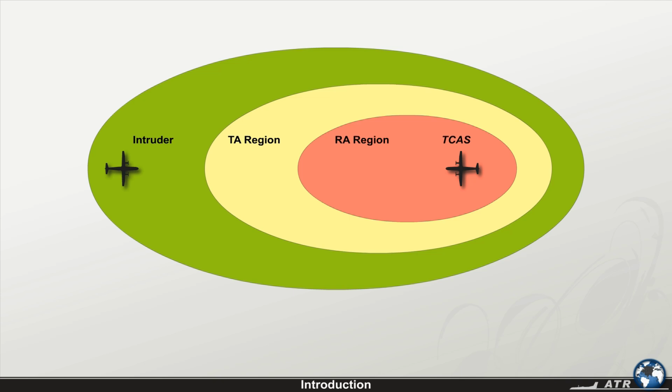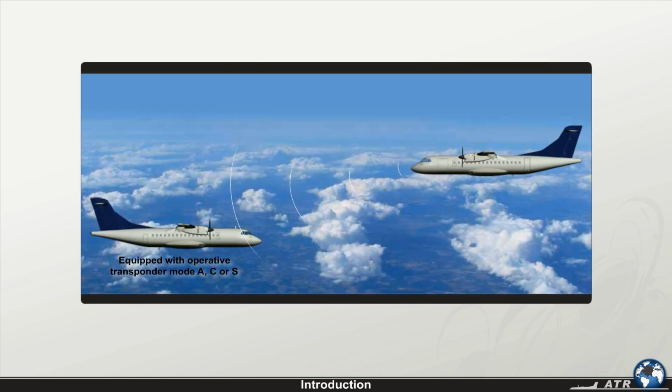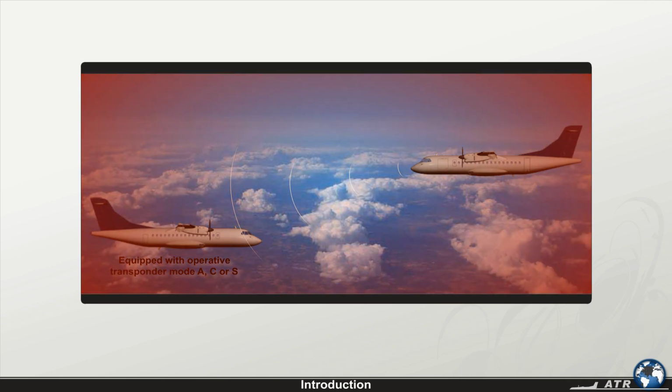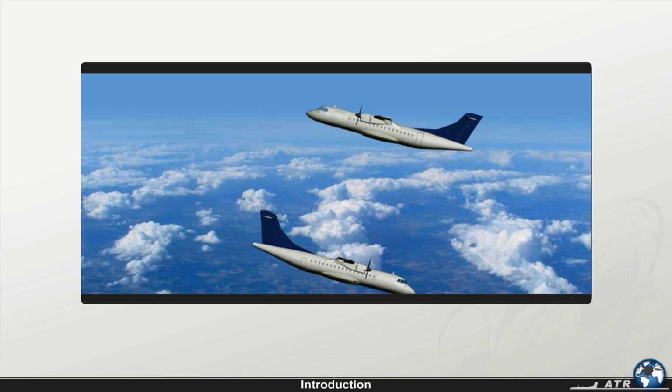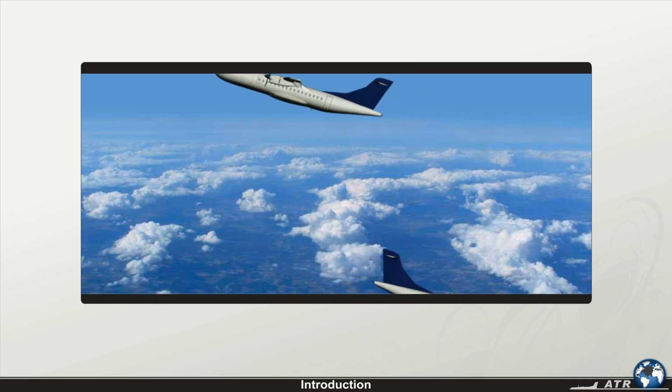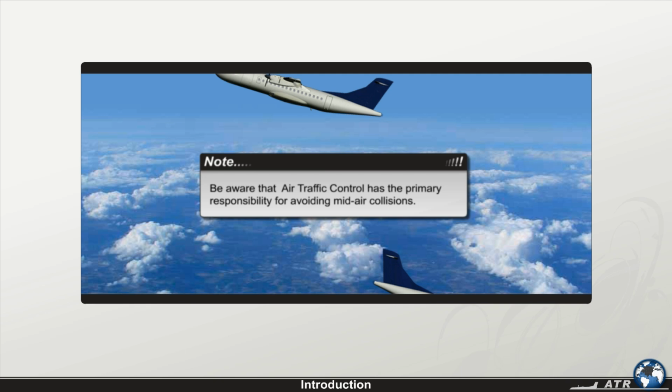The traffic advisory alerts the flight crew by producing a specific oral warning. The resolution advisory, in addition to producing a specific oral warning, displays a recommended vertical speed on the TCAS VSI to avoid the collision with another aircraft. Be aware that air traffic control has the primary responsibility for avoiding mid-air collisions.